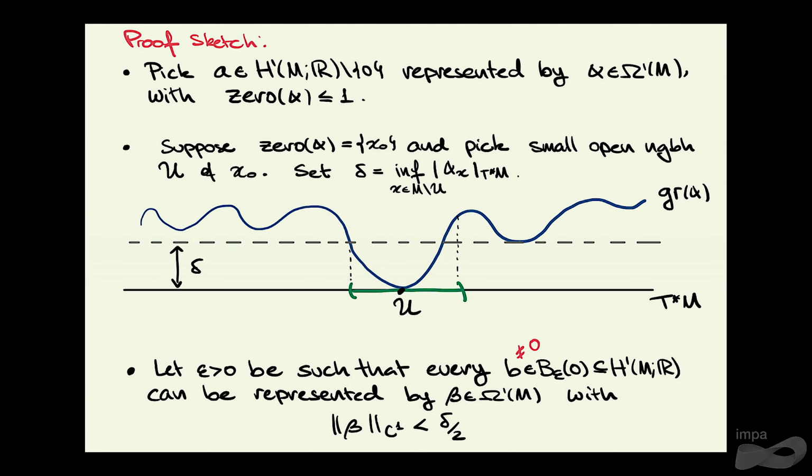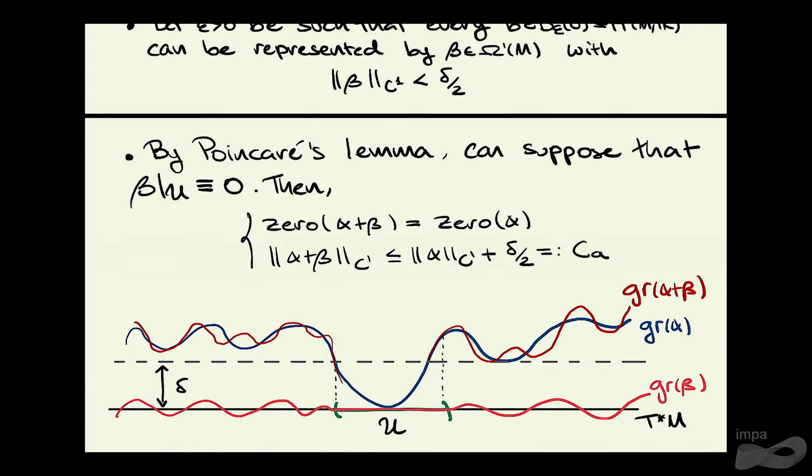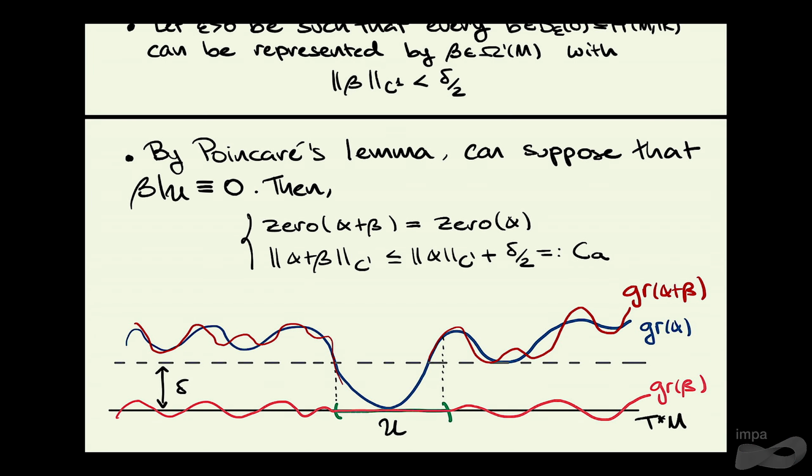But furthermore, because we're taking this U to be contractible, we can use Poincaré's lemma and a little argument to show that, in fact, all these classes in this small ball can be represented by a closed one form with small C1 norm that vanishes on U. So now we look at alpha plus beta. Alpha was our original closed one form, and beta are these representatives that vanish on U and represent each class in the neighborhood of 0.